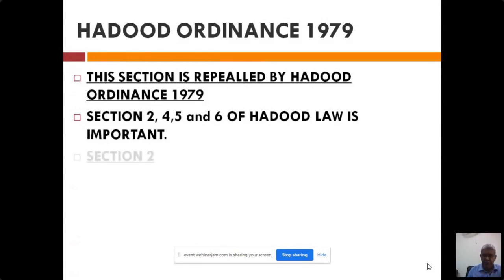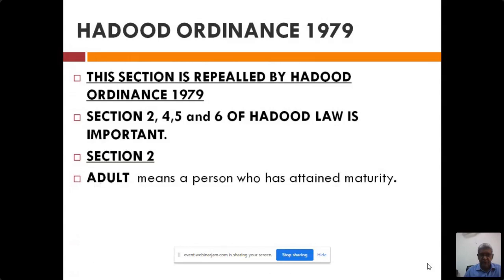Section 2 deals with the different definitions. In this section, the definition of the adult has been described. Adult means a person who has attained maturity. Maturity means he has reached the age of puberty, and this is variable according to the age. But luckily, there is some description of the age for the male or the female. For male, it is considered that he must have achieved the age of 18 years to be called an adult, and for female, she must have achieved the age of 16 years to be called an adult.